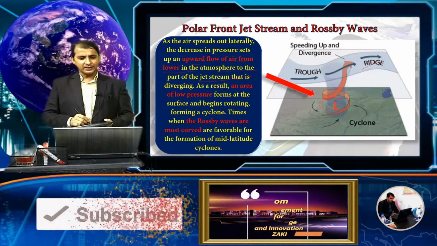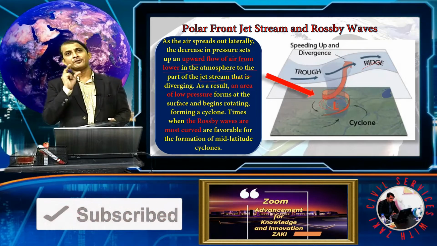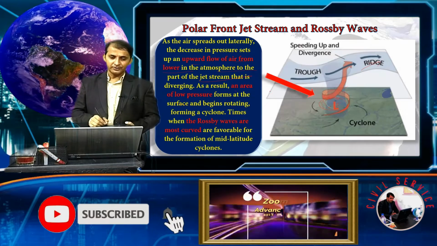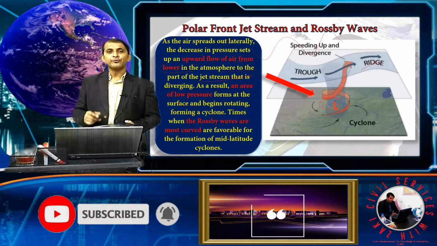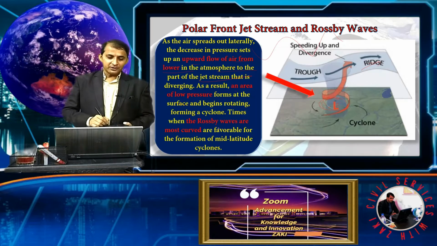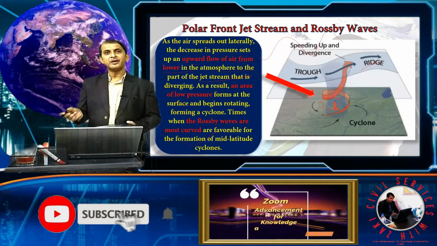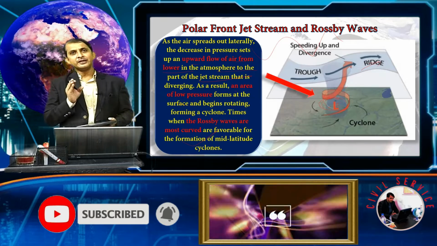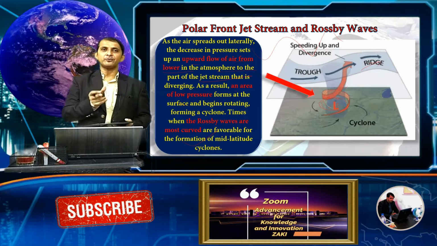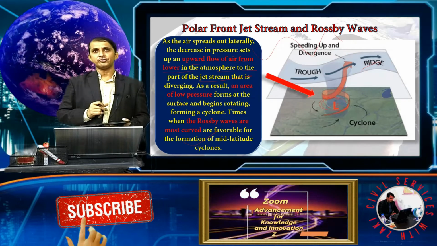And basically this type of cyclone is formed when the Rossby waves are most curved. So if the Rossby waves are most curved, then it is favorable for the formation of the mid-latitude cyclone. So basically these three conditions are mainly responsible for the formation of the mid-latitude cyclone.